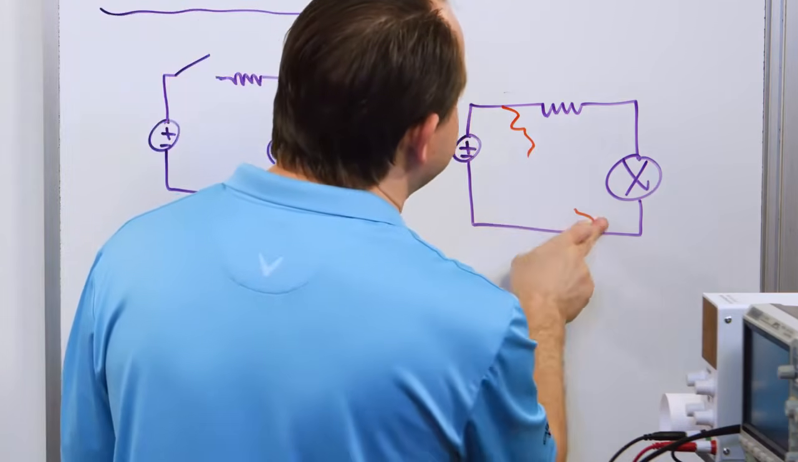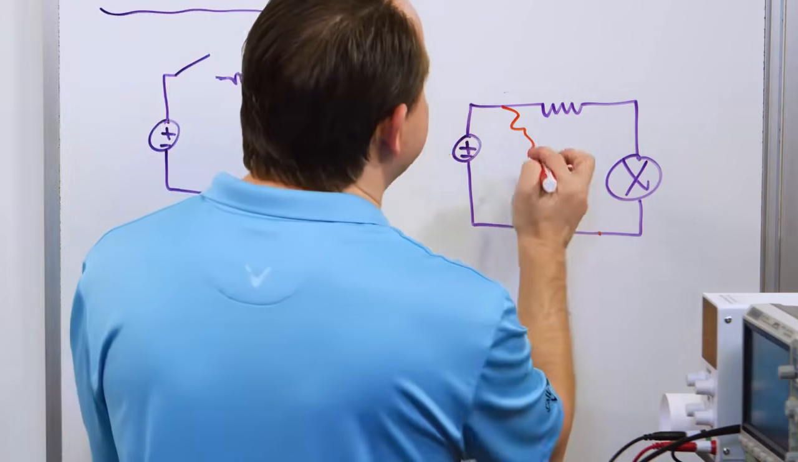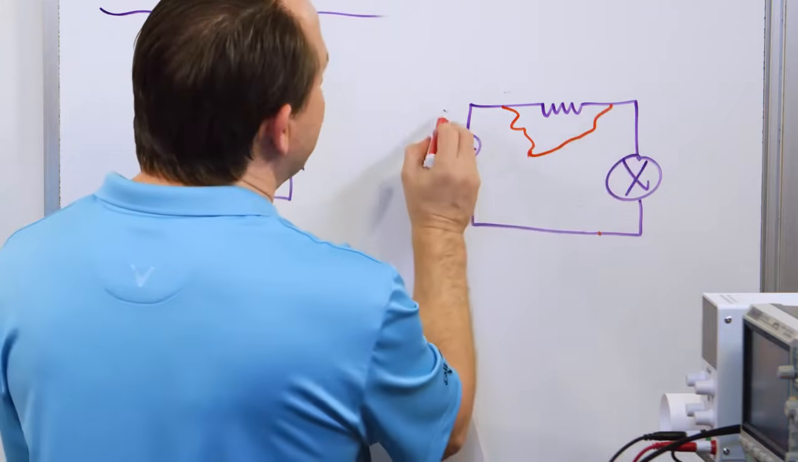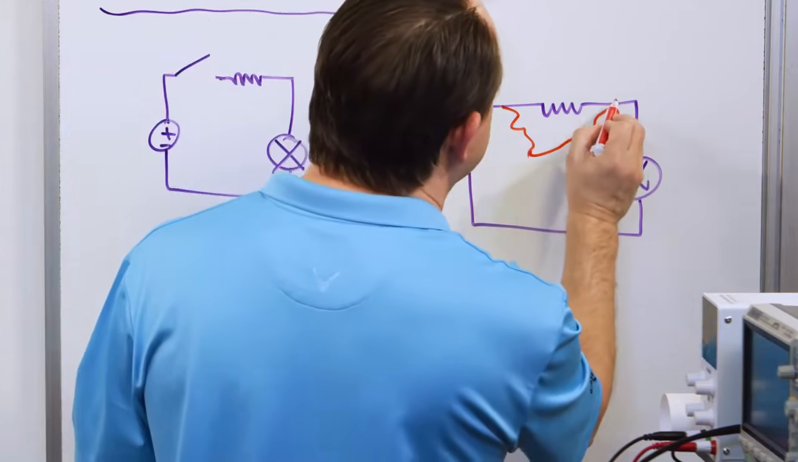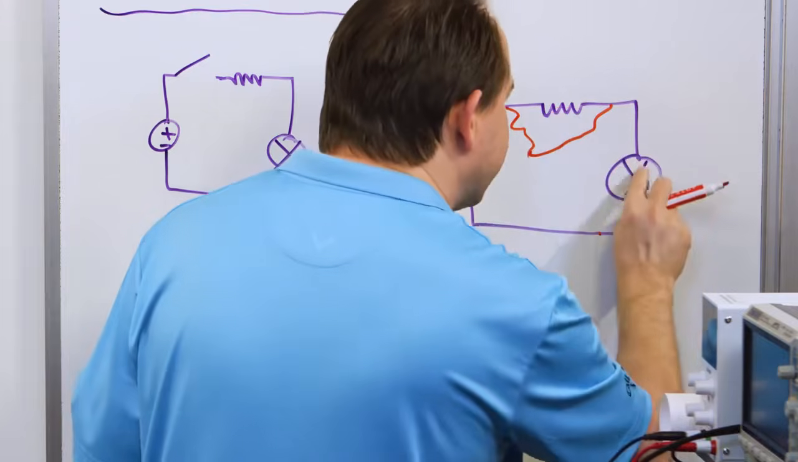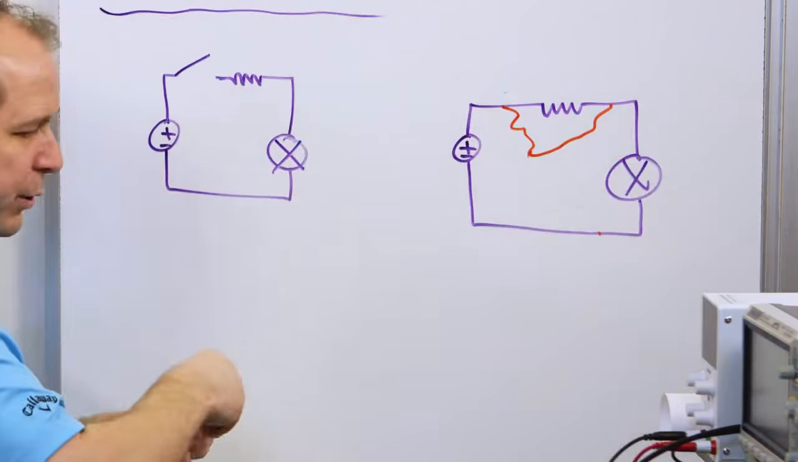Now, in our case, our short circuit wasn't connected like that. It was connected around the resistor. So the current got here and it just bypassed the resistor. That causes an increase of current, which burned out our light bulb.